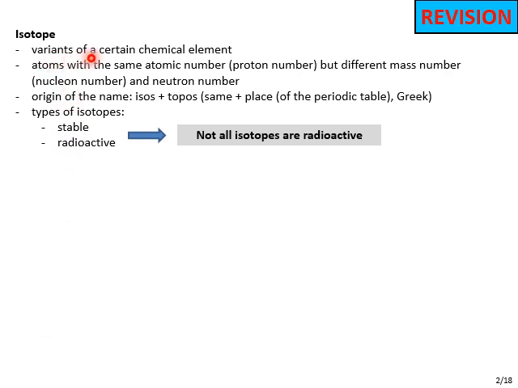Isotopes are variants of a certain chemical element. Such variants have the same atomic number or proton number, but due to the difference in their neutron numbers, they are characterized by different mass numbers. The name isotope comes from a Greek expression, which refers to the fact that due to their identical proton numbers, they are displayed in the same position of the periodic table.